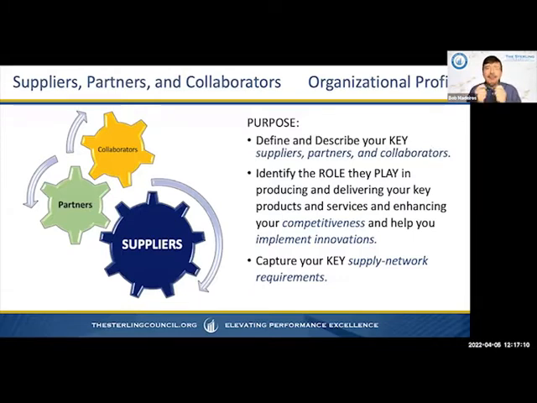The next thing after you've identified them is you need to identify what role they play in producing and delivering your key products and services to your customers, and how they help you enhance your own competitiveness, as well as how they help you identify and implement innovation. And then finally, according to the criteria, what we're looking for here is to capture your key supply network requirements, which kind of leads us to a definition of supply network.